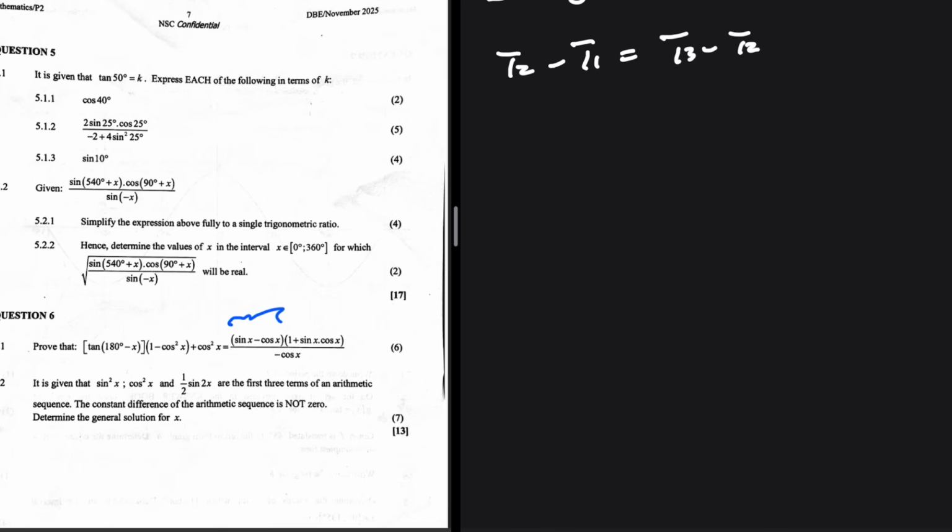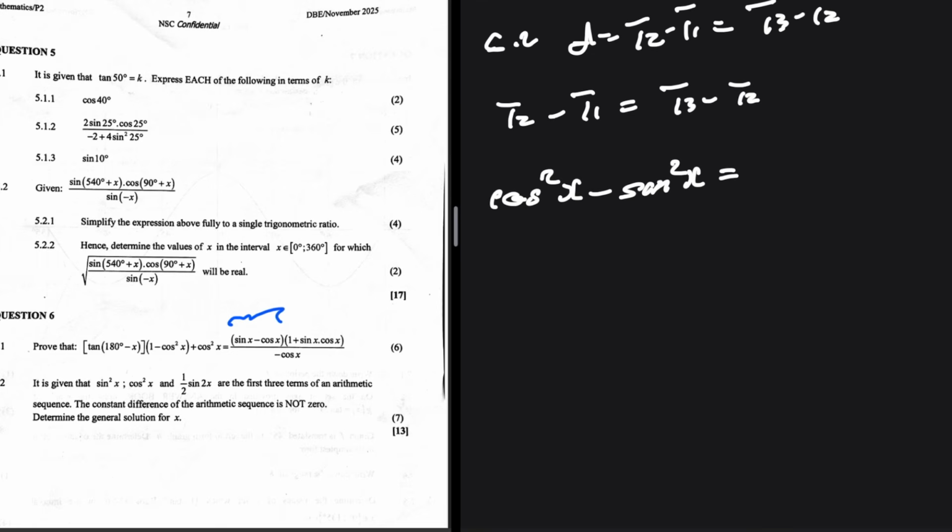So t2 in our sequence will be cos squared x, and then we're going to subtract t1, which is sine squared x, and then we're going to have that being equal to 1 over 2 sine 2x minus cos squared x. So we will take everything to one side so that we can have everything equal to 0.